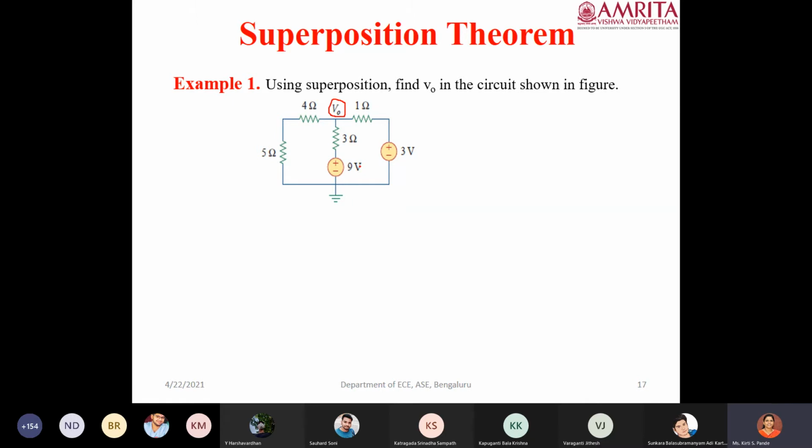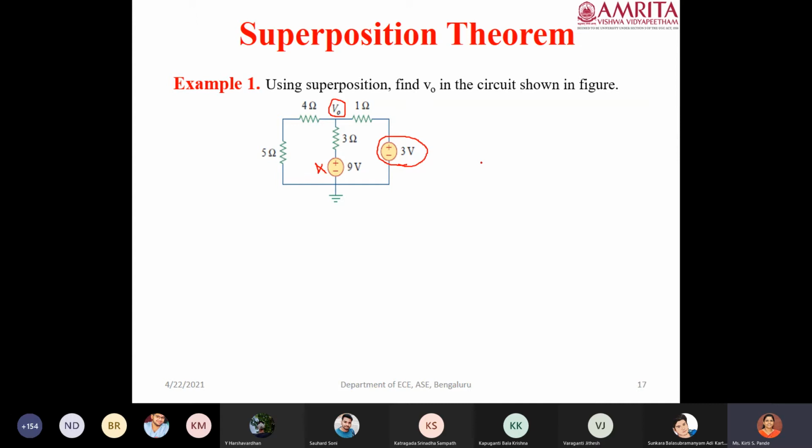Now, please understand, whatever we were looking at in text form, I will tell you with respect to this circuit. You have to consider the effect of, let's say, 3 volts on this V naught, so that you calculate V naught as if only 3 volts is acting, whereas 9 volts is kept off. And since 9 volts is an independent voltage source, it has to be short circuited at that point. That is the meaning of turning off. So only 1 voltage source is acting. That time you will find your V naught.